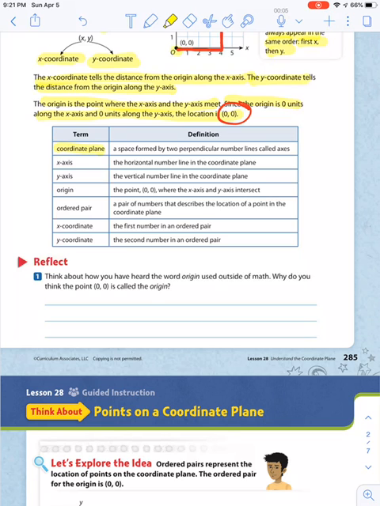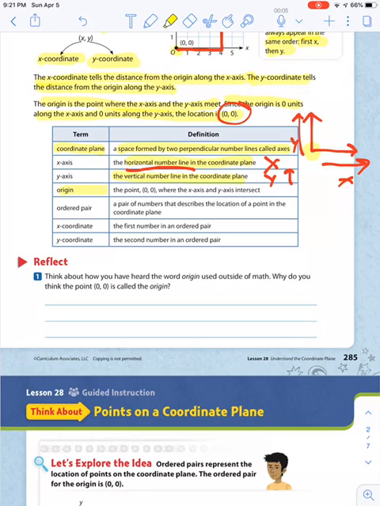But it says the coordinate plane is a space formed by two perpendicular lines called axes. So if here's one axis and here's another axis, together they're called axes, actually. There's our OG, but that in its entirety is a coordinate plane. The x-axis is the horizontal number line along the coordinate plane. That is our x. And the y-axis is the vertical number line in the coordinate plane. So that's going up and down. It's our y.